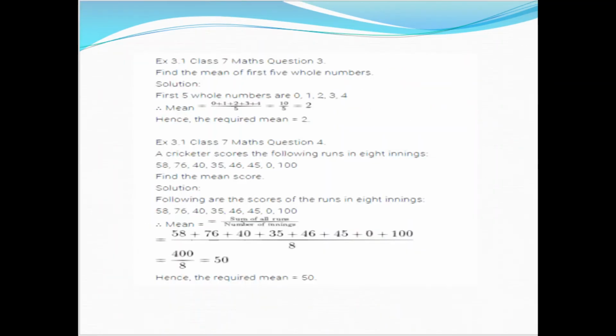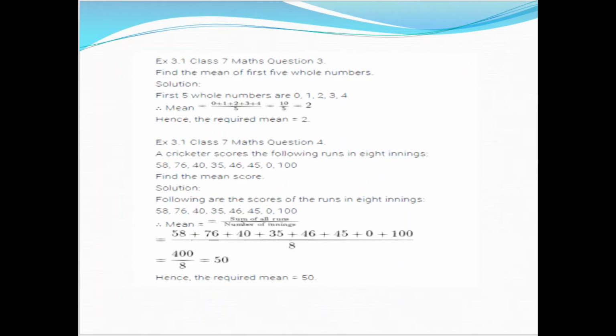Moving to question number 3: find the mean of the first 5 whole numbers. The first 5 whole numbers are 0, 1, 2, 3 and 4. 0 is the first whole number. In that we need to find out the mean. Sum of all the observations is 0 plus 1 plus 2 plus 3 plus 4 divided by 5. That is 10 by 5 equal to 2. Hence the required mean is 2.